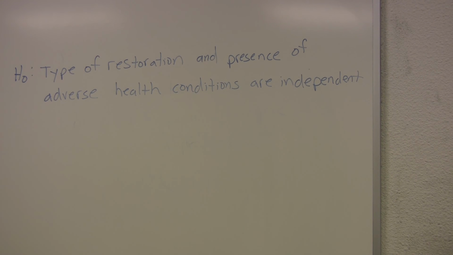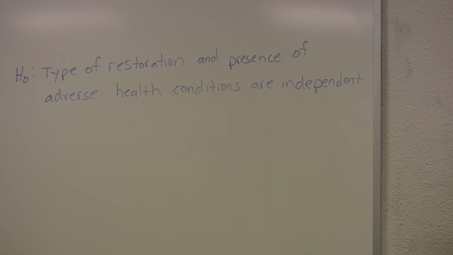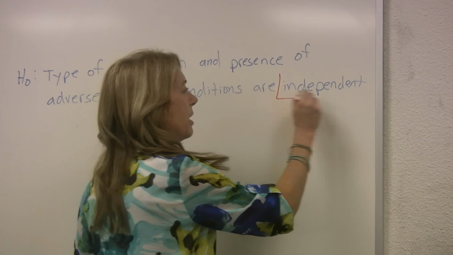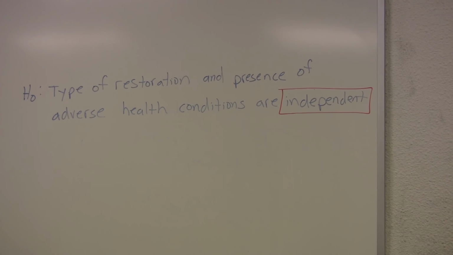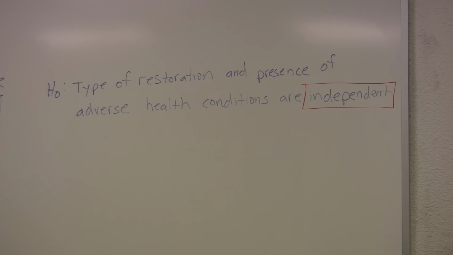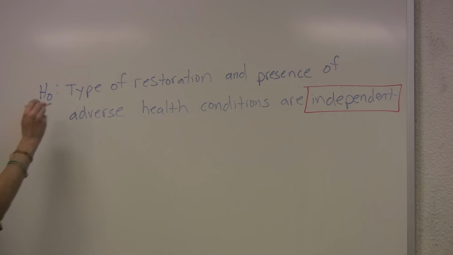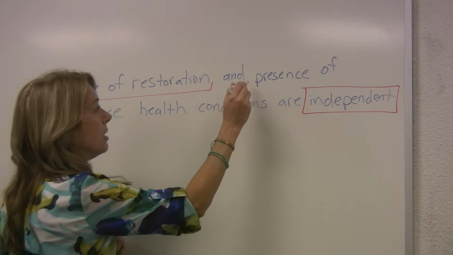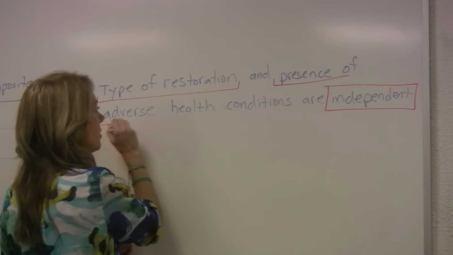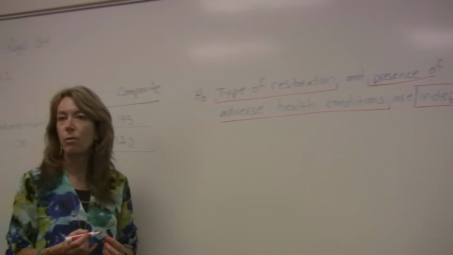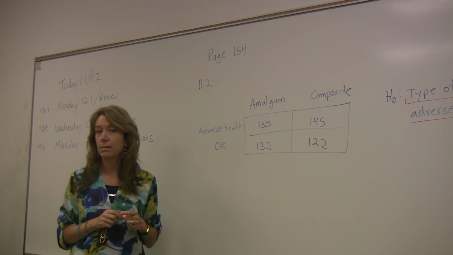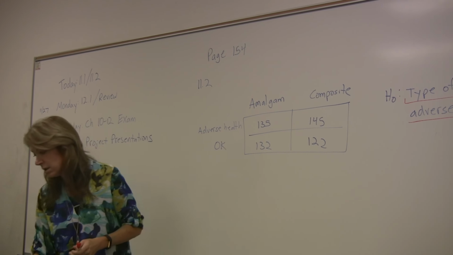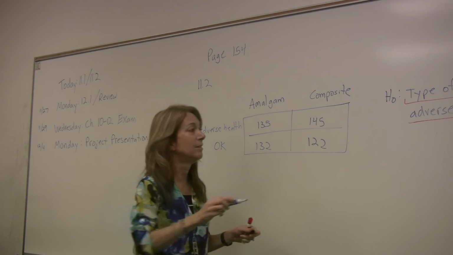So let me underline a couple of things. First off, your H0 always has the independent in it. Always. And then you're just describing this variable and that variable. So the one variable is the type of restoration, the other one is the presence of adverse health conditions, and we just say they're independent. And then guess what H1 is? That they're dependent.